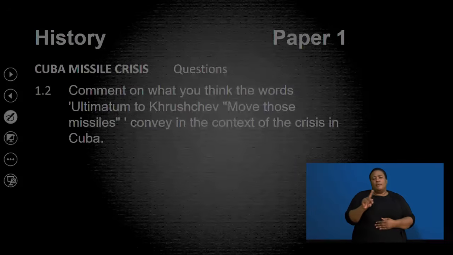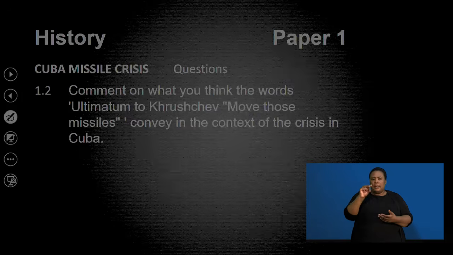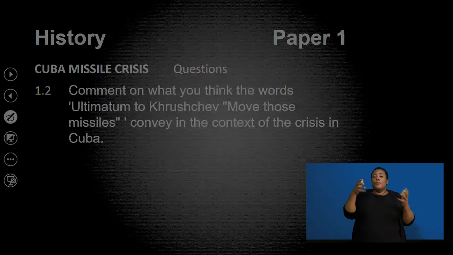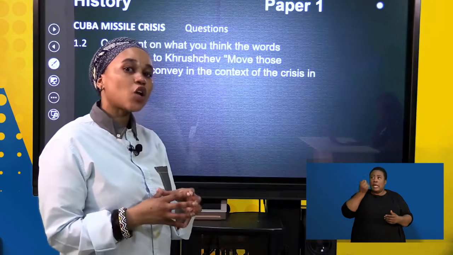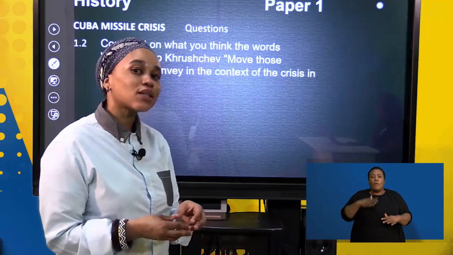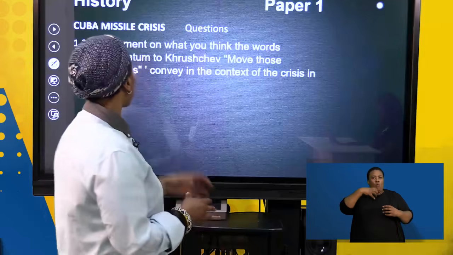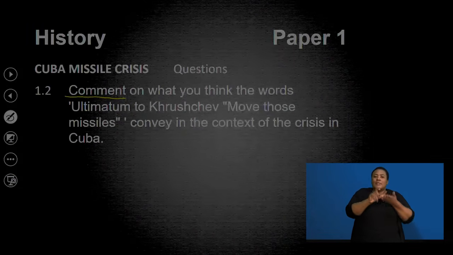Okay, let's look at the next question. It says, comment on what you think the words "ultimatum to Khrushchev, move those missiles" convey in the context of the crisis in Cuba. So again, guys, remember I told you that it's not only comprehension that we are looking for in the source. We are looking at whether you can analyze the source in order to draw your own conclusions. So you need to give your own comment based on what is said in the source.